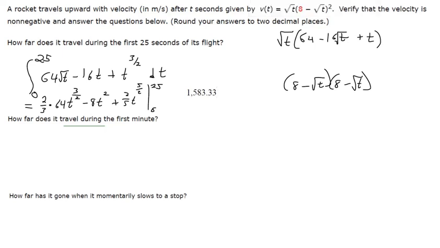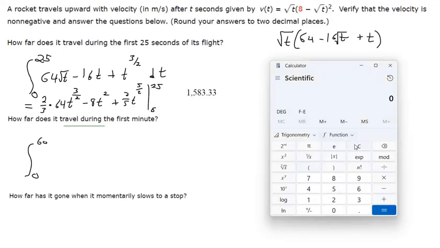Then how far does it travel during the first minute? I think the only difference here is the limits of integration. It's in terms of seconds, so that's 60 seconds for the same thing. So we're just basically doing this part again, except 60 instead of 25, as far as I can tell, unless I missed something. So 60 to the 1.5 power times 64 times 2 divided by 3. And then next term, doing 60 squared times 8. Oops. Here. 60 squared times 8. So I want to subtract 28,800.